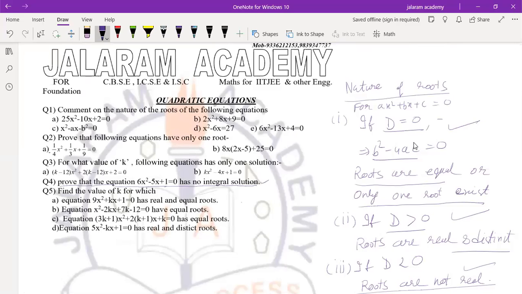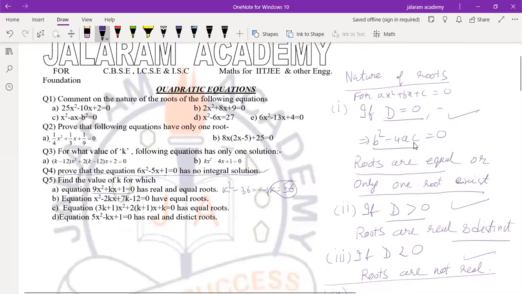Now next, question number 5a. In this we have to find the value of k for which the roots are real and equal. So use discriminant equals 0, that is b square minus 4ac equals 0. K square minus 4ac is 36 equals 0. So k equals plus minus 6 is the value of k. Next question, this equation has equal roots, similarly can be solved.